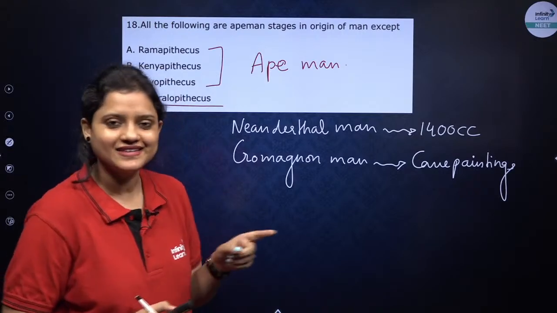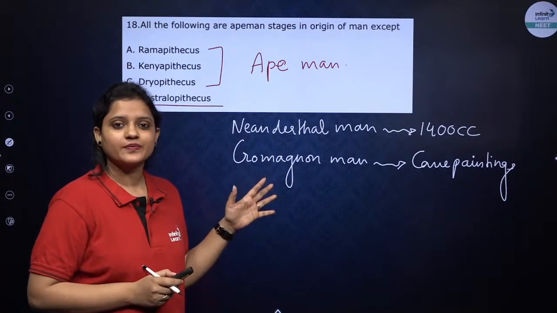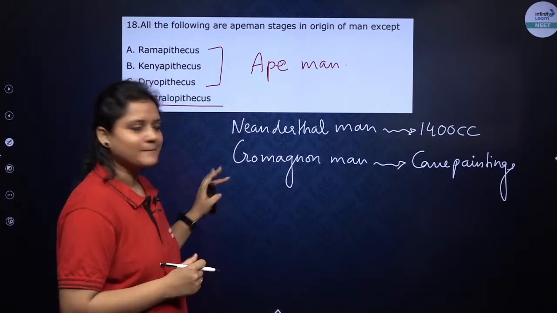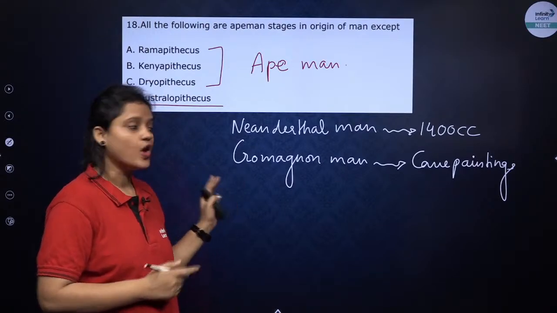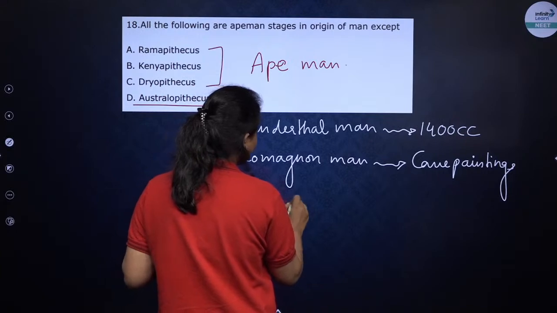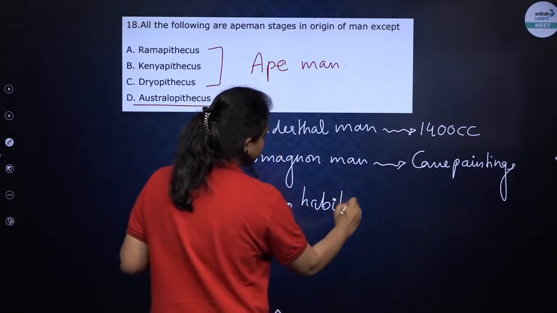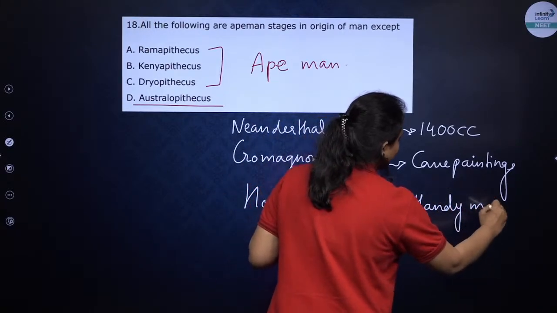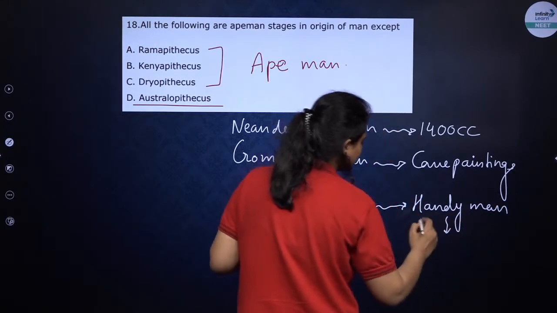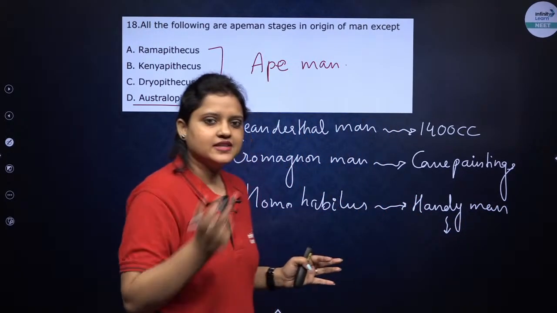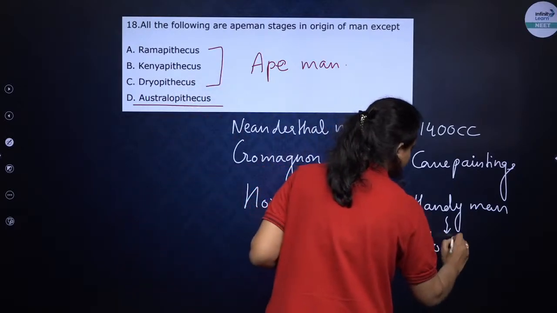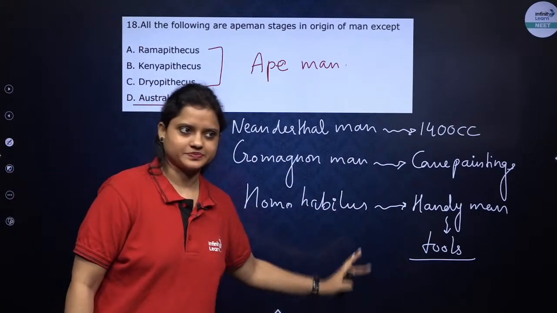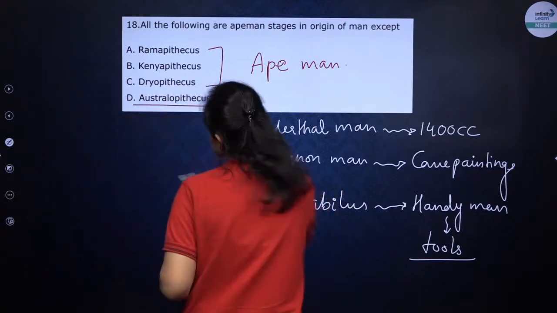Now, one more question asked from this portion of evolution is regarding Handyman. So, who is Handyman? Can you tell me who is Handyman? Homo habilis. Homo habilis is also known as handyman. Now, this handyman was very skilled and they used to make tools from the stones, right? So, Homo habilis is also known as handyman. Okay, one second.